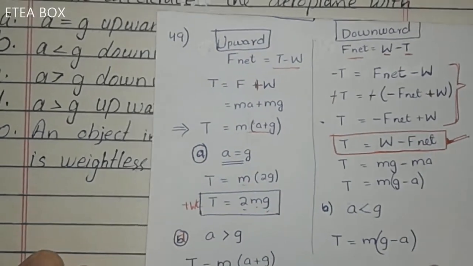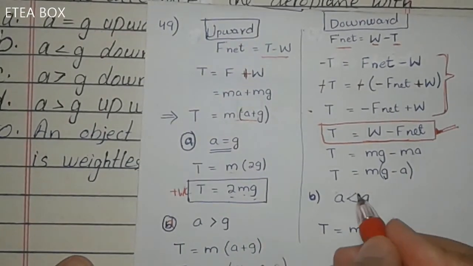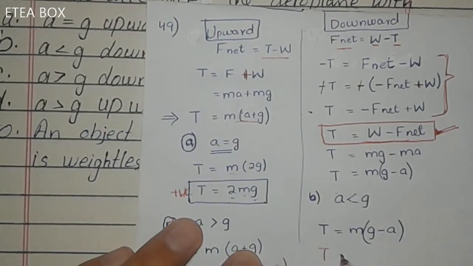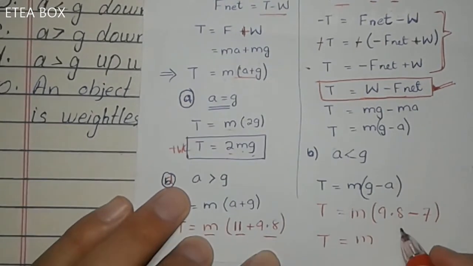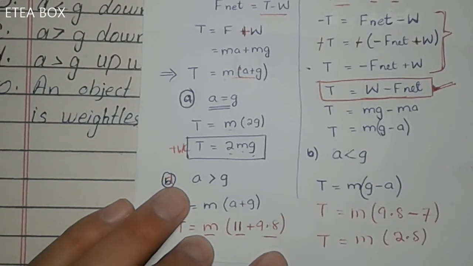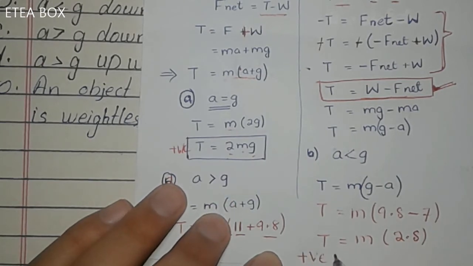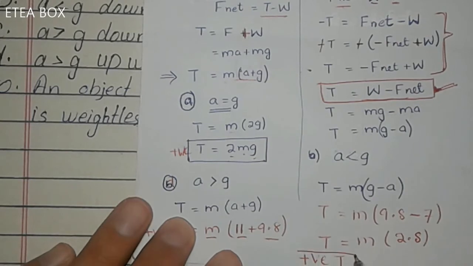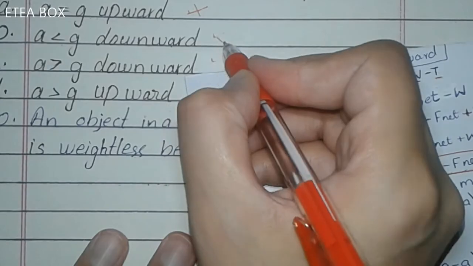Now, look at option B. Option B says that a is smaller than g. Now, take a is smaller than g. Let's suppose T is equal to m, g is 9.8, and I take a as 7. So I will get m times this subtraction, which gives 2.8. Now, when I multiply it with the mass m, I will get positive apparent weight. So the answer will come positive, not negative. So it means that option B is also wrong.